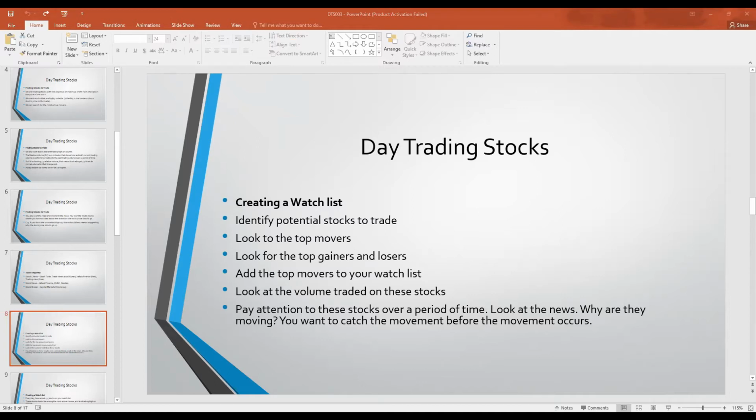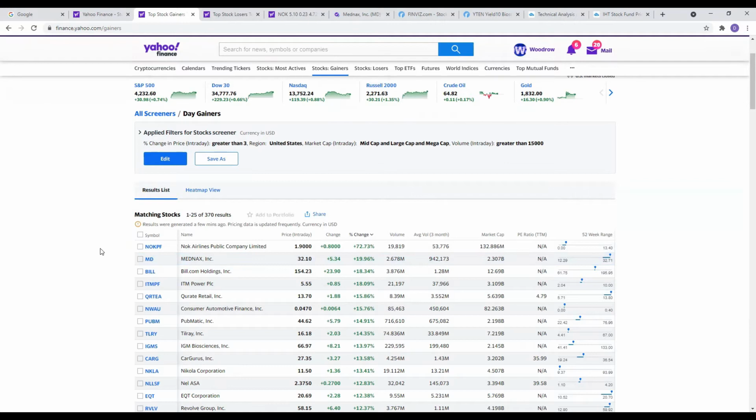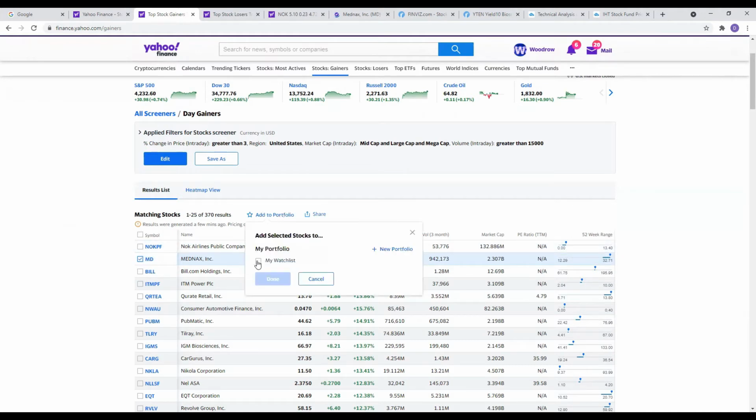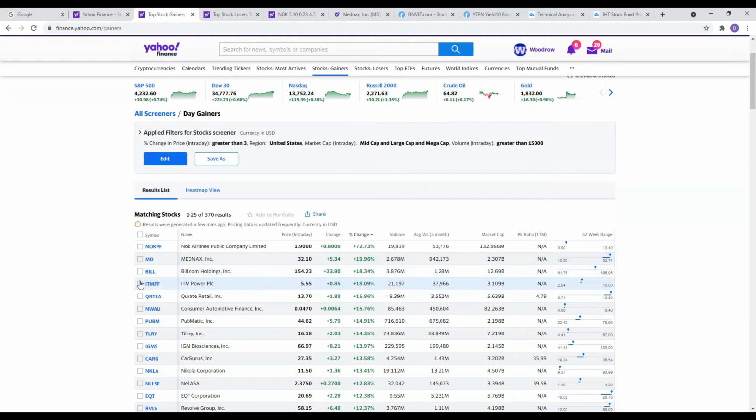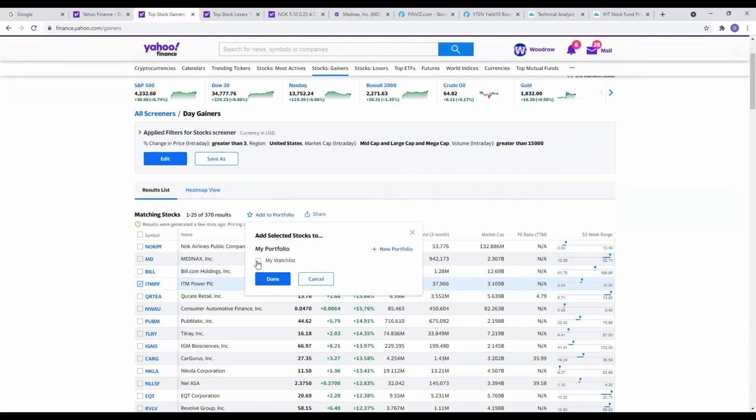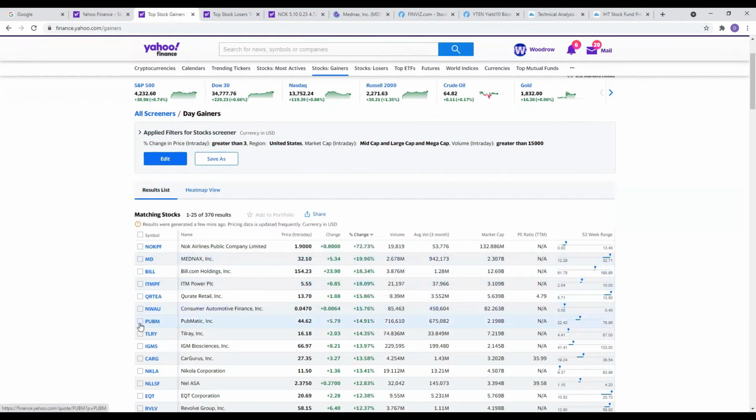The next thing you can do is add the most active movers to your watch list. So let me show you. This is how I add a stock to my watch list. I click the stock here, click the symbol here, add to portfolio, add to my watch list. Click here. Click here.